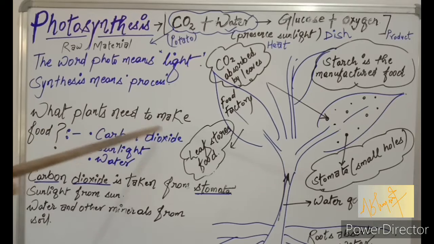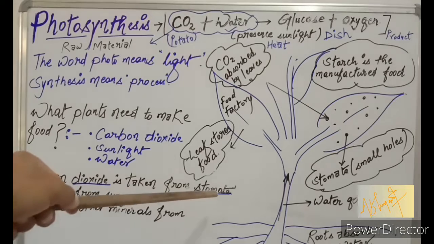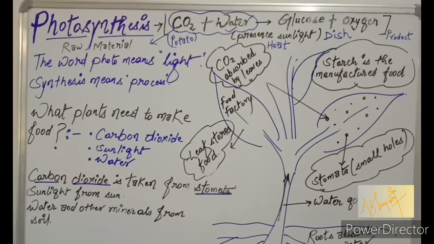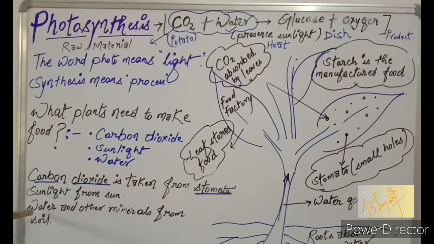What do plants need to make food? The raw materials needed by plants are carbon dioxide, sunlight and water. Carbon dioxide is taken in through stomata. Stomata means the small tiny pores present on the surface of the leaf. Sunlight comes from the sun, and water and other minerals from the soil.